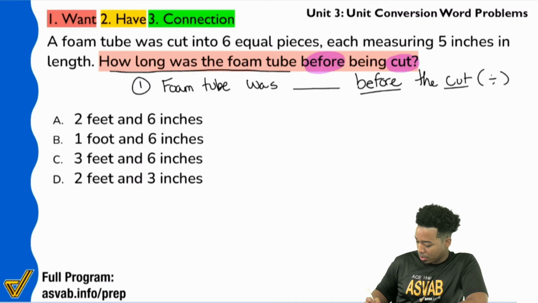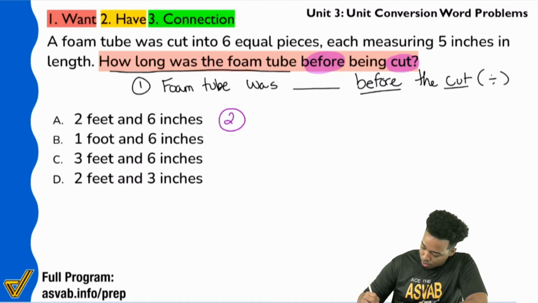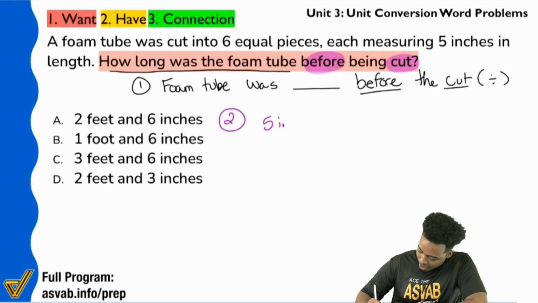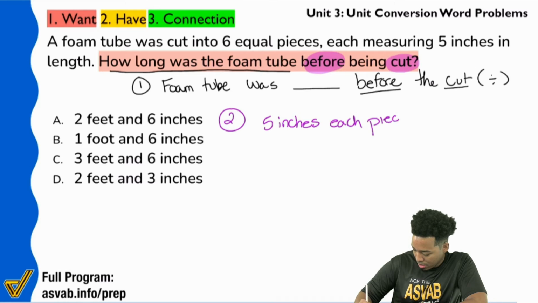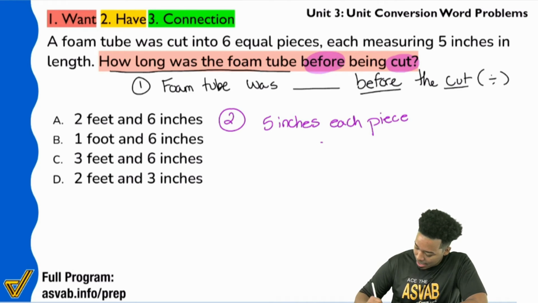So the information that we'll use is right here. A foam tube was cut into 6 equal pieces, each measuring 5 inches. So 5 inches each piece, and you have 6 pieces, you'll multiply right there. So here's what we'll do. 5 inches each piece, or per piece, either way you want to say it. And then we have 6 pieces.